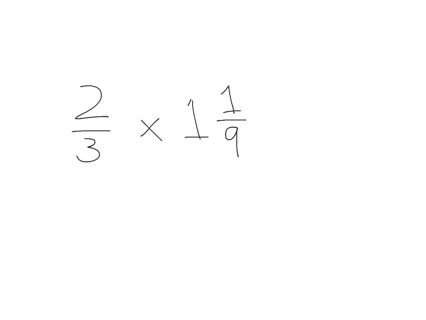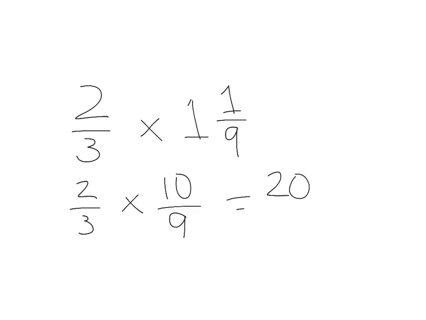So here's one where I'm just going to go ahead and multiply it out, but I've got to change that second one to an improper fraction first. So it's going to be 2 times 9, 18, plus 1 more is going to give me 10/9. So again, that's left with 20/27. There's nothing I need to do with that. That's all good.